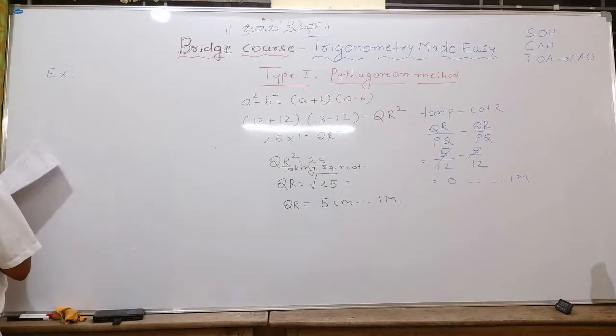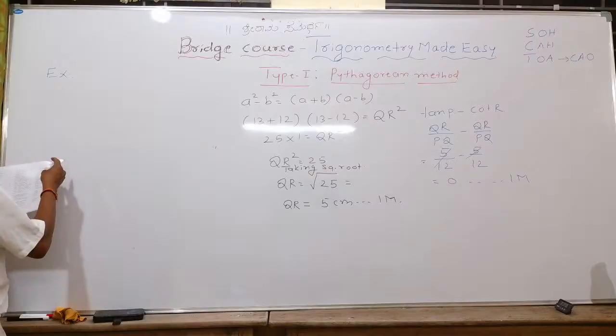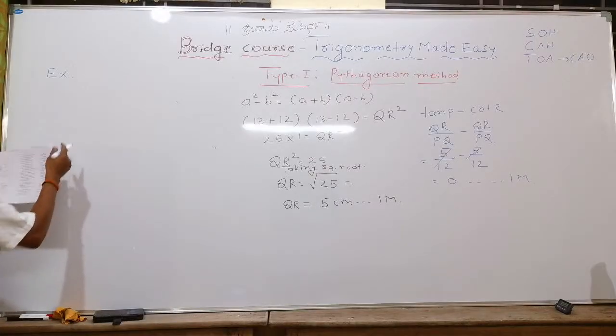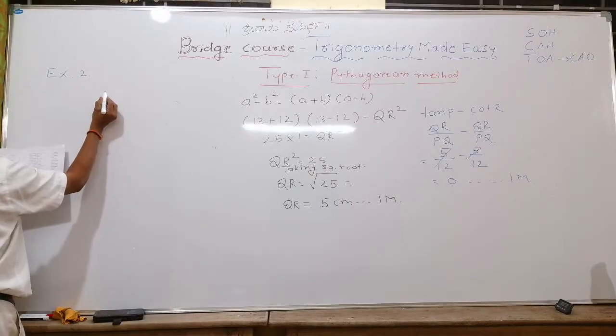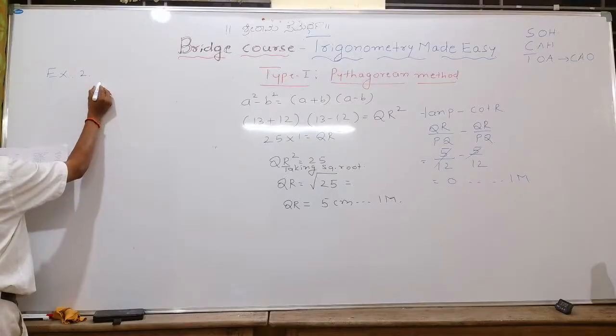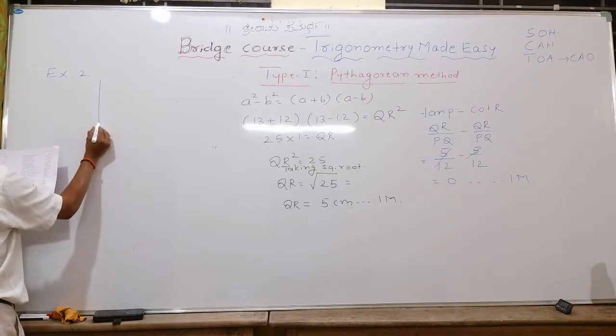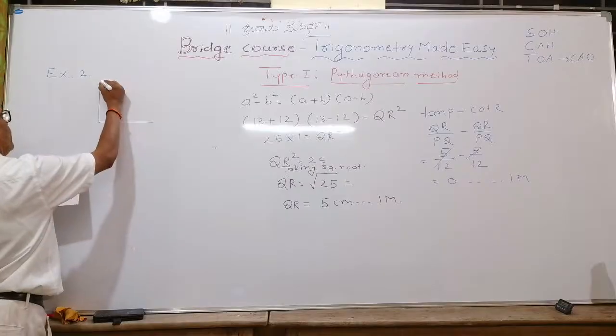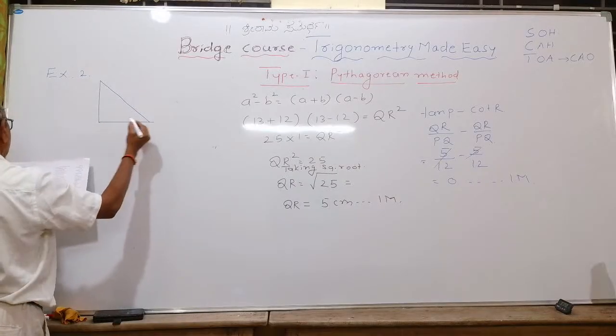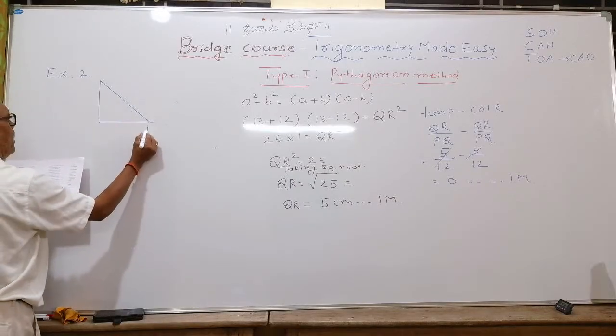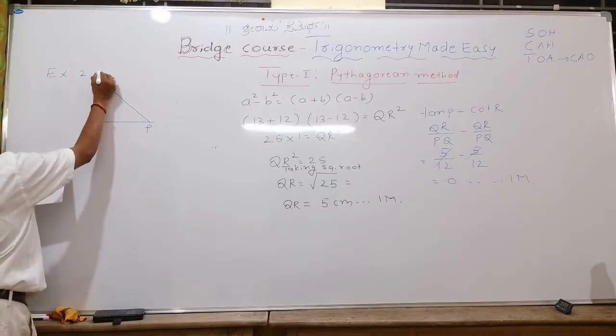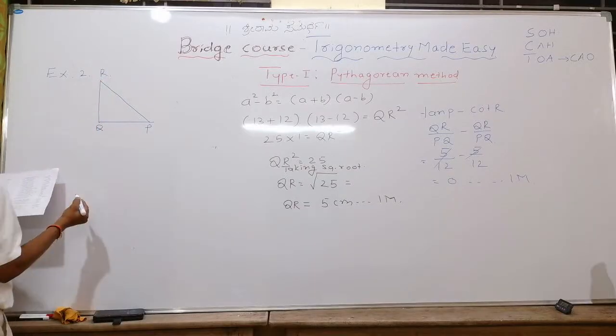Question number 2. I will give the diagram here. See, this is the triangle PQR. Okay.